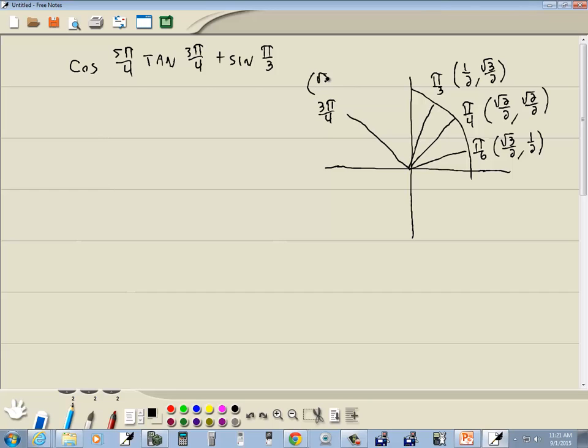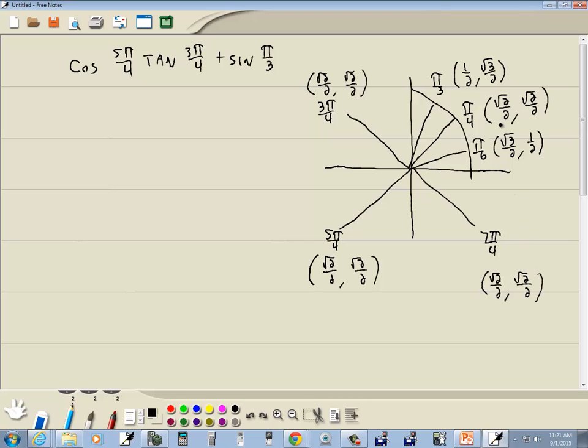This is also square root of 2 over 2 and square root of 2 over 2. 4 pi over 4, 5 pi over 4. This is also square root of 2 over 2 and square root of 2 over 2. 6 pi over 4, 7 pi over 4. This is also square root of 2 over 2 and square root of 2 over 2. Now you notice the symmetry here. Pi over 4, 3 pi over 4, 5 pi over 4, 7 pi over 4, they're all the same values.